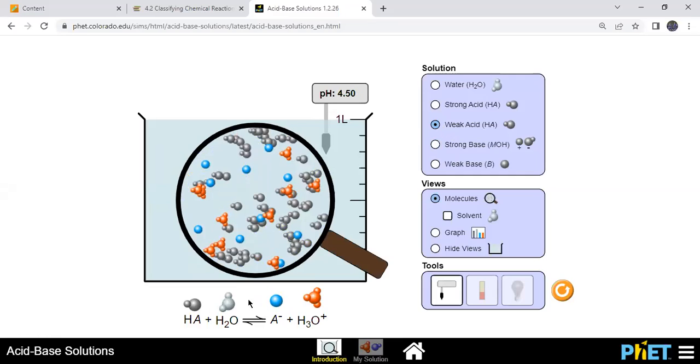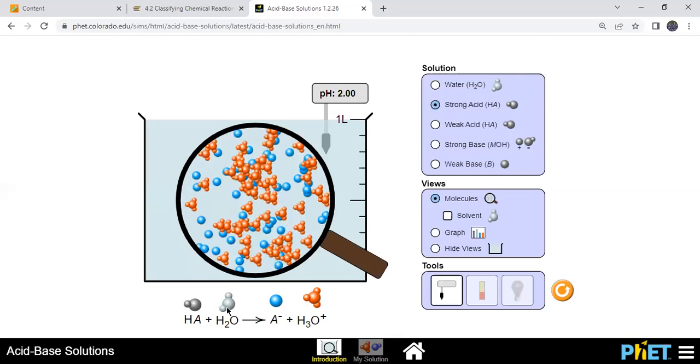There's not much proton transfer happening here. So you see more acid than you see anything else. And then for a strong acid, it's all proton transfer. So every proton gets given away to the water in this case, and then you get a full dissociation. All right, so let me go back to my iPad.